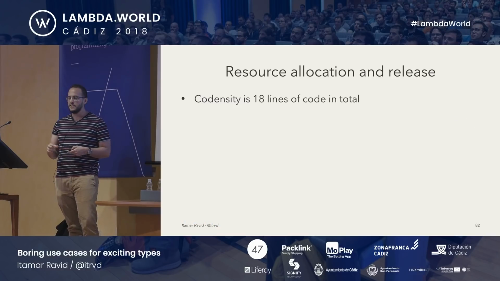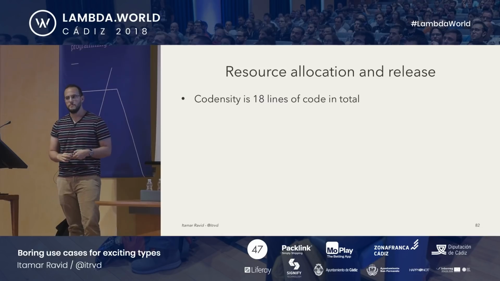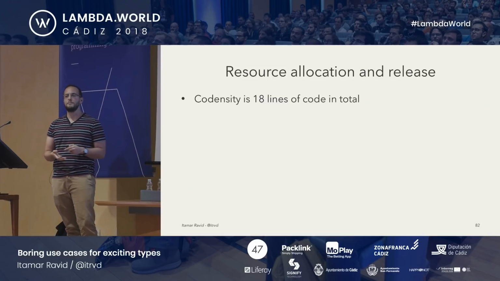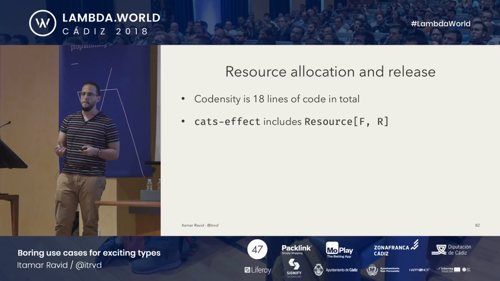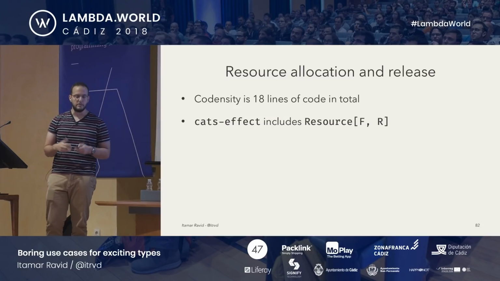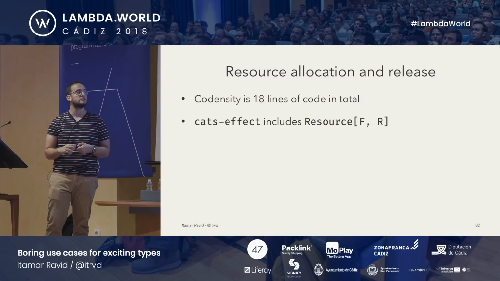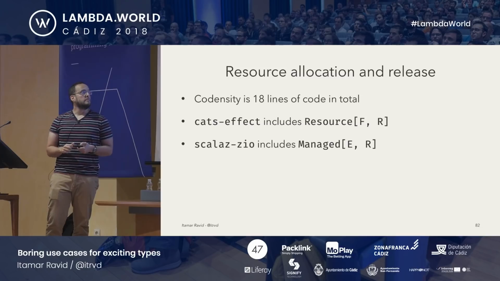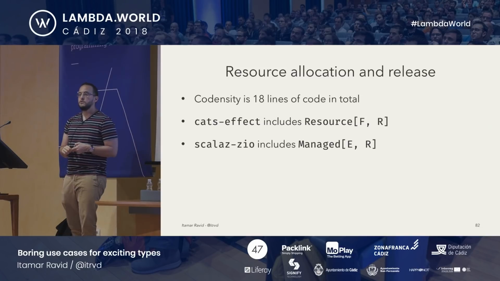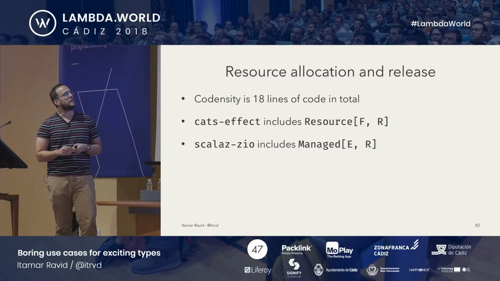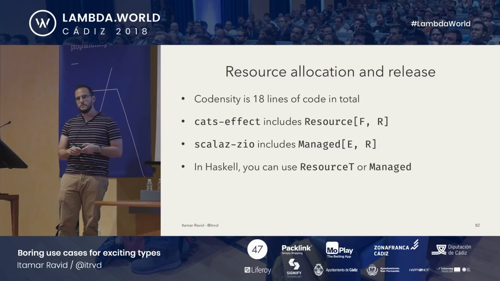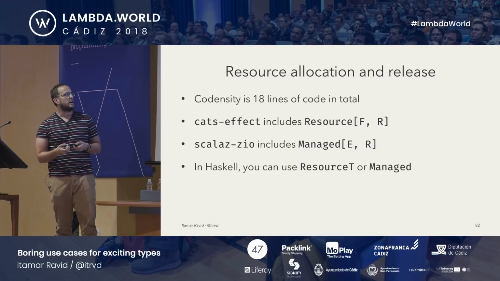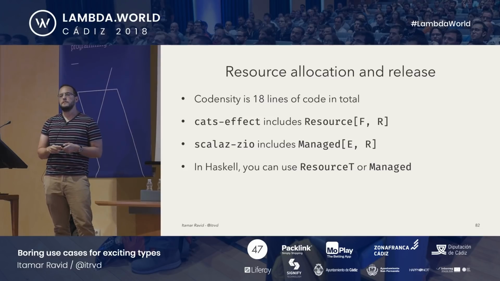OK, so codensity is 18 lines of code in total. This is a surprisingly little amount of code for such a big value. And cats-effect includes Resource, which provides the same functionality. It's implemented slightly differently to accommodate streaming types as well. And ScalaZ ZIO includes the Managed resource. We've added it a few weeks ago. So Managed is mostly the same. And in Haskell, you can use either ResourceT or Managed by Gabriel Gonzalez. And these are mostly the same.